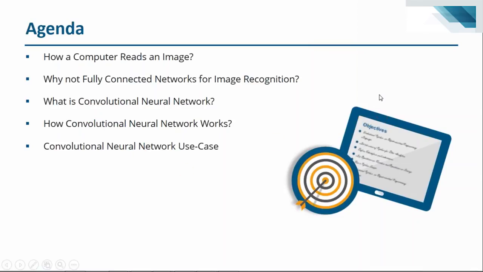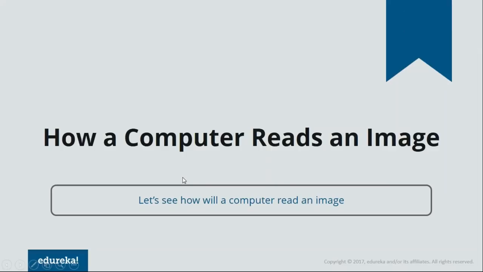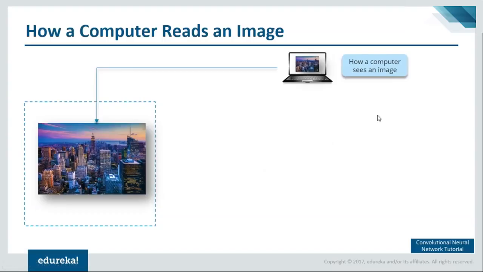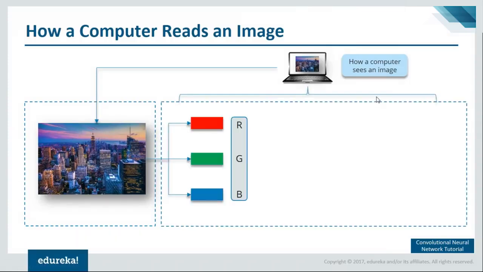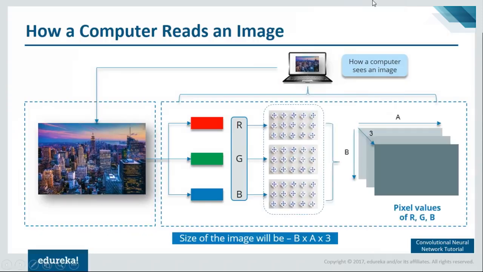So let's begin, guys. We'll understand how exactly a computer reads an image. So this is an image of the New York skyline. I personally love this picture. When a human sees this image, he'll first notice there are a lot of buildings in different colors and stuff like that. But how will a computer read this image? Basically, there will be three channels. One will be red, another will be green, and finally we have the blue channel, which is popularly known as RGB. Each of these channels has its own respective pixel values, as you can see over here.